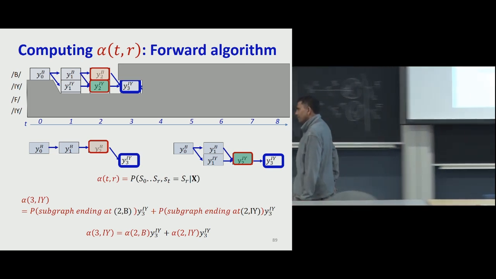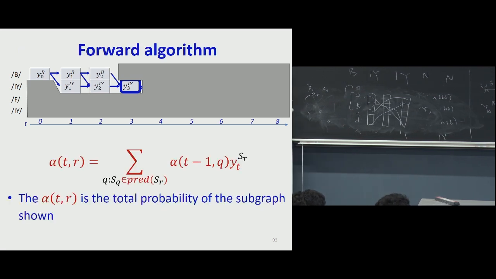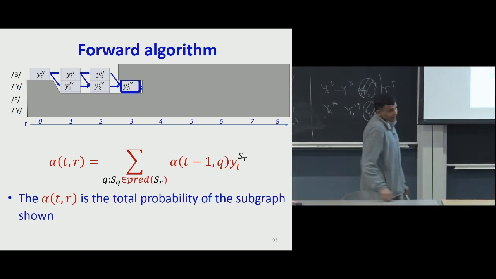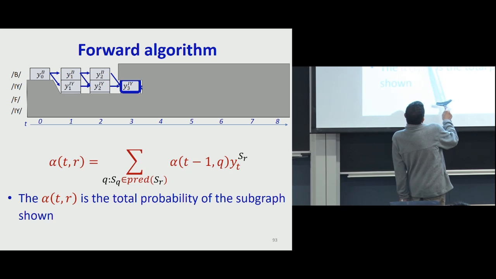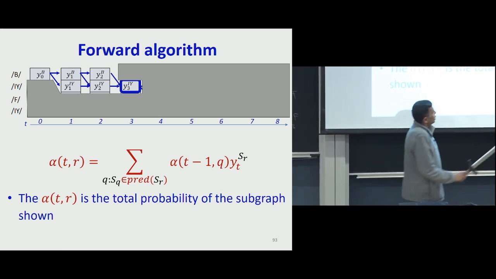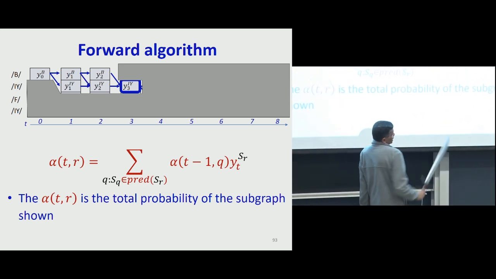Or more generally, I can write this as this: the alpha at any row r at any time t is going to be the sum over all of the predecessors, the parents of the TR node, of alpha t minus 1 parent times the current probability.